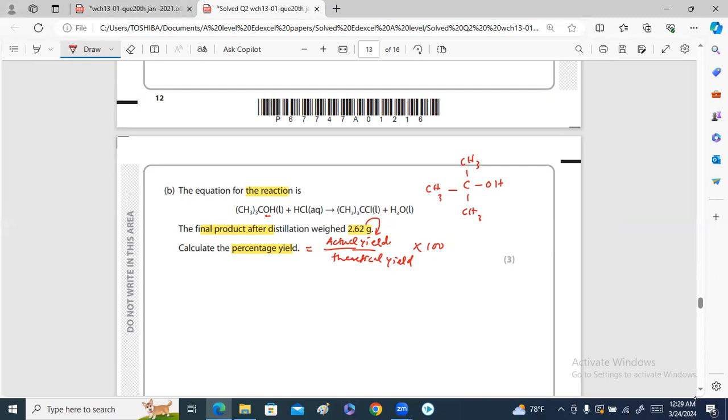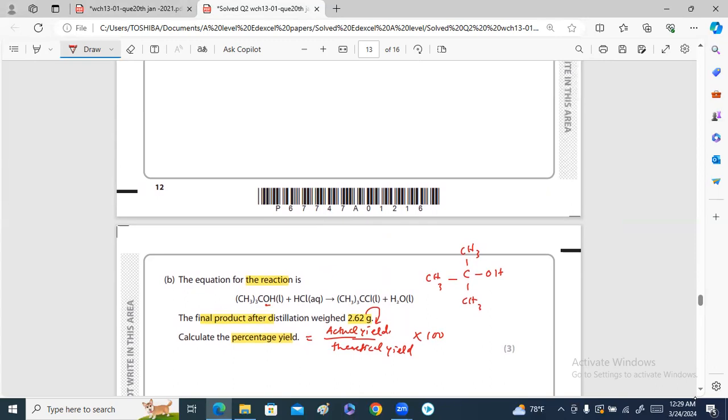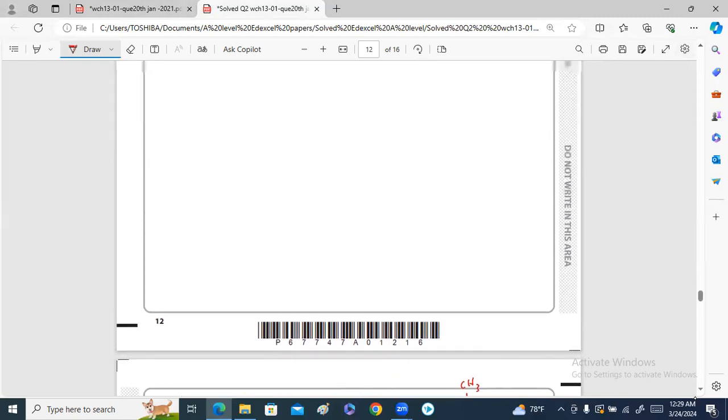If we look at our question, how much amount of the different reagents there were, just look at the grams.